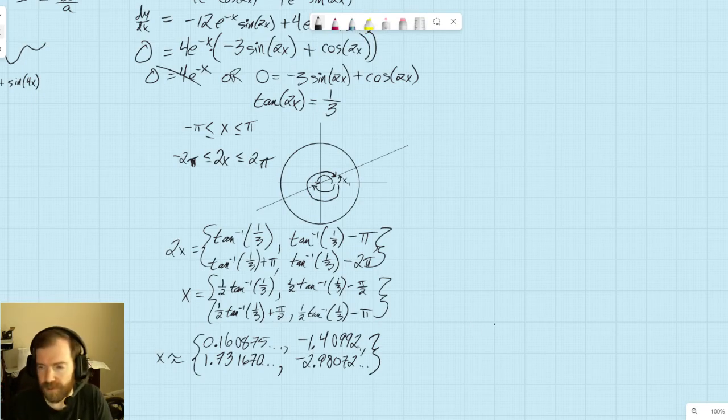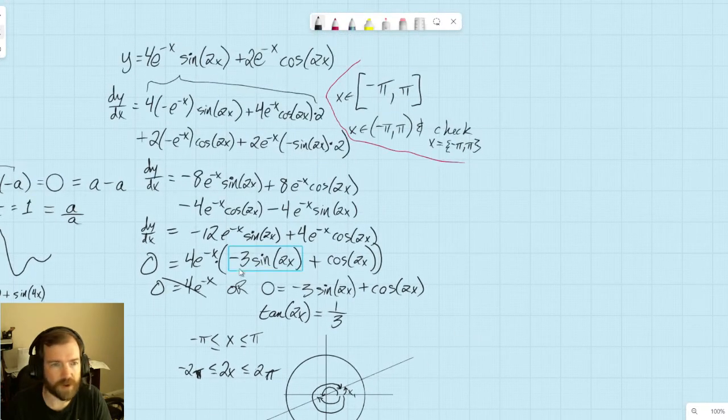Okay, so these are the zeros for the derivative function, which means that we need to plug them into the original one.